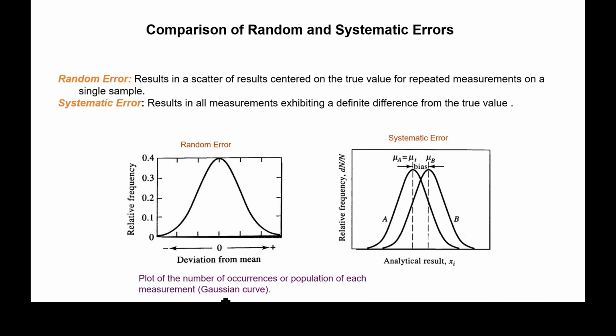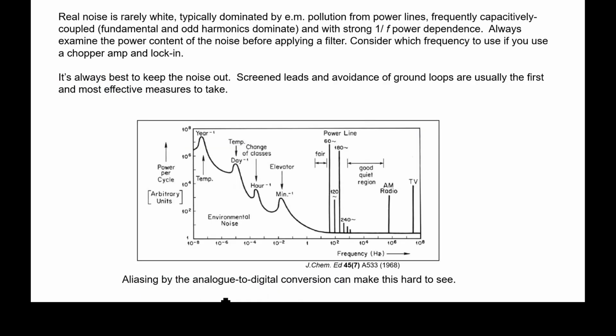And I'm sure you've all covered this stuff before, as undergraduates, and blanked it out of your memory the moment you passed an examination in it. But real noise is rarely white noise. It's rarely even power across all frequencies. It's typically dominated by electromagnetic pollution from power lines. It's frequently capacitively coupled, and you can see this if you do a fast Fourier transform on a background signal or a steady state signal, because you'll see that the fundamental is usually the strongest signal, which in the UK and Europe will be 50 hertz, and then there'll be a lower one at 100 hertz, then a higher one again at 150.